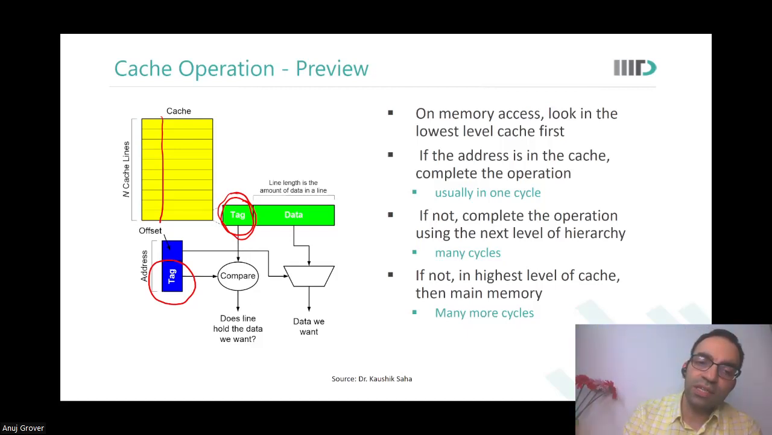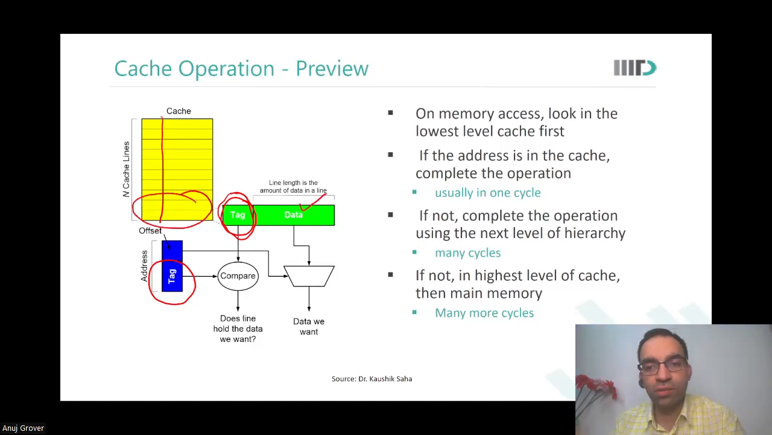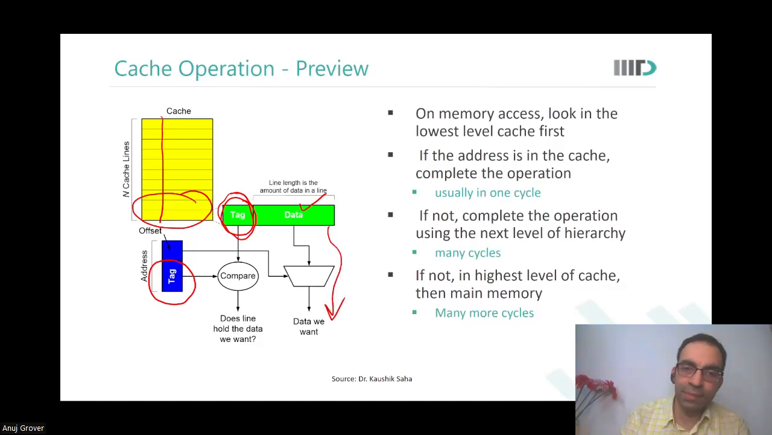Only if the tags match, we come to know that the data I read from the cache was relevant to me. If it was relevant, I transmit this data to the processor. If it was not relevant, then I would not transmit this data. I would instead give out an instruction so that the data is pulled from the main memory and stored here.